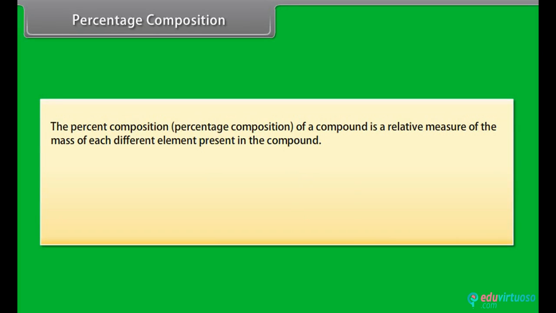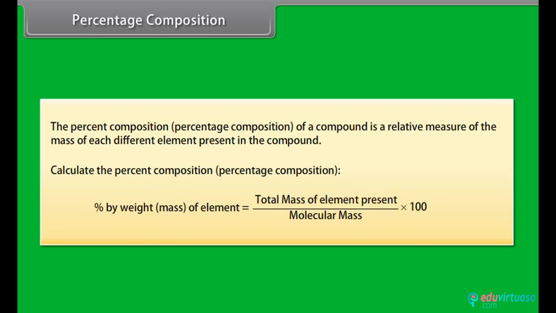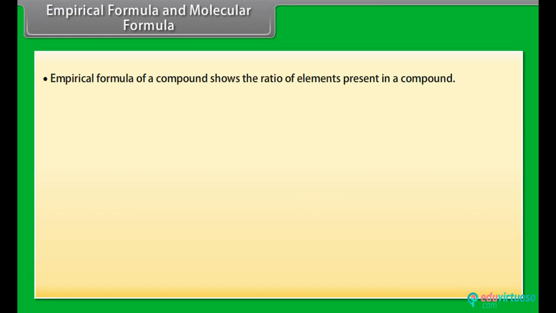Percentage composition. The percent composition of a compound is a relative measure of the mass of each different element present in the compound. Calculate the percentage composition by weight: mass percent of element is equal to total mass of element present divided by molecular mass, into 100. Empirical formula and molecular formula. Empirical formula of a compound shows the ratio of elements present in a compound.